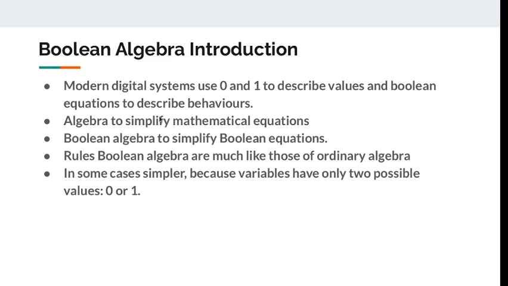And so, as we keep saying, modern digital systems use 0 and 1, so false and true, to describe values, and Boolean equations to describe the behavior of the circuits and systems that we want to develop. And as we use algebra to simplify mathematical equations, we're going to use Boolean algebra to simplify Boolean equations. The rules of Boolean algebra are much like those of ordinary algebra, but in some cases are even simpler because we are only dealing with two possible values, 0 and 1.